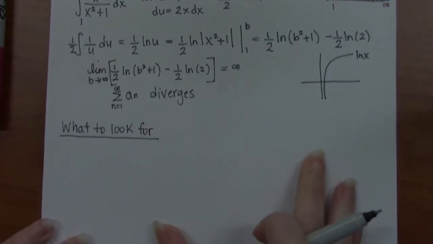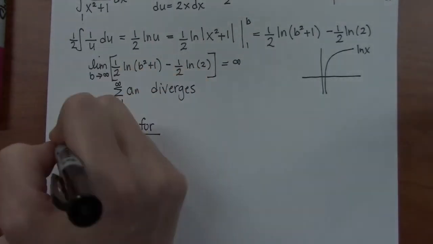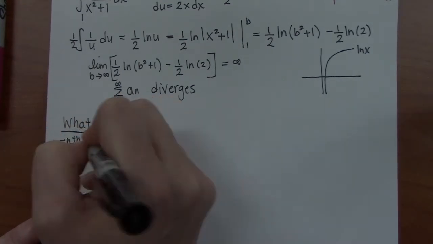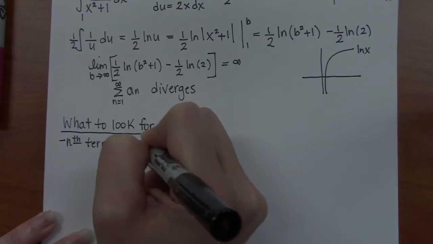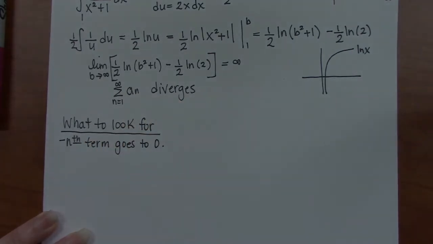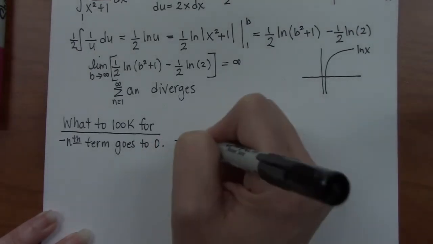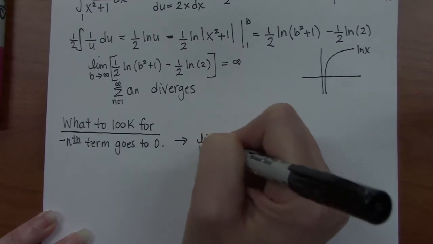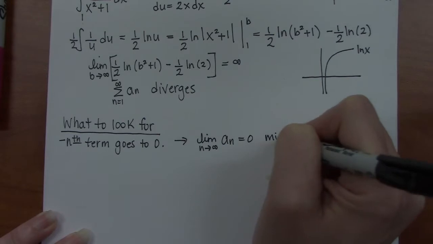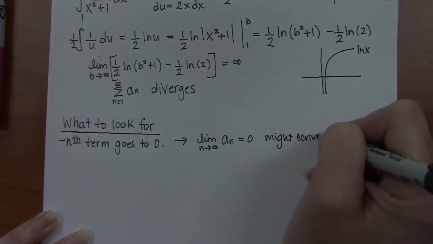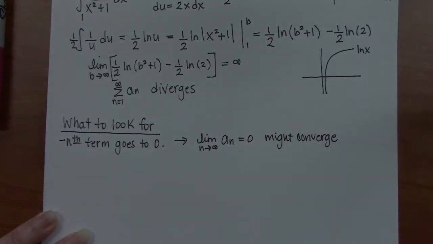So what do we look for when we want to apply this test? Well, we definitely need the nth term to go to 0. So what we're saying here is that if the limit as n goes to infinity of a of n equals 0, it might converge. So therefore we need to proceed with the test. If it fails that first test, we just stop and we know we're done right there.